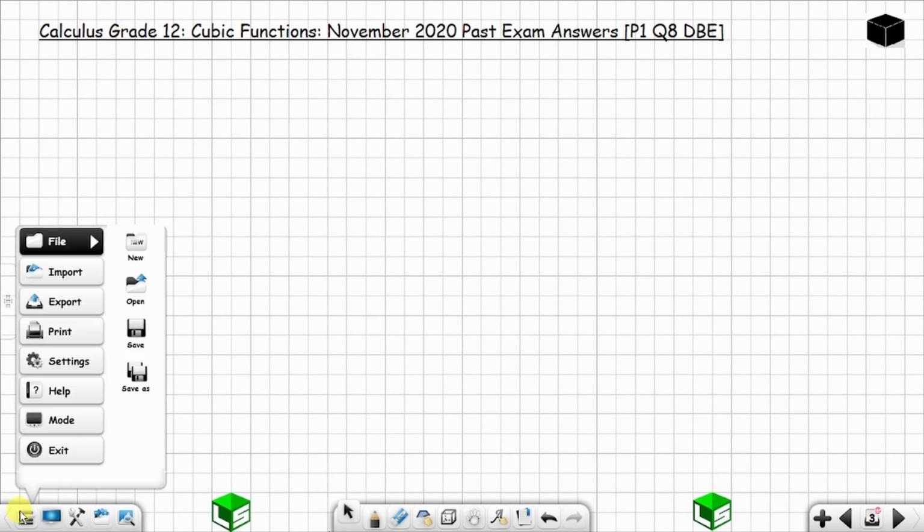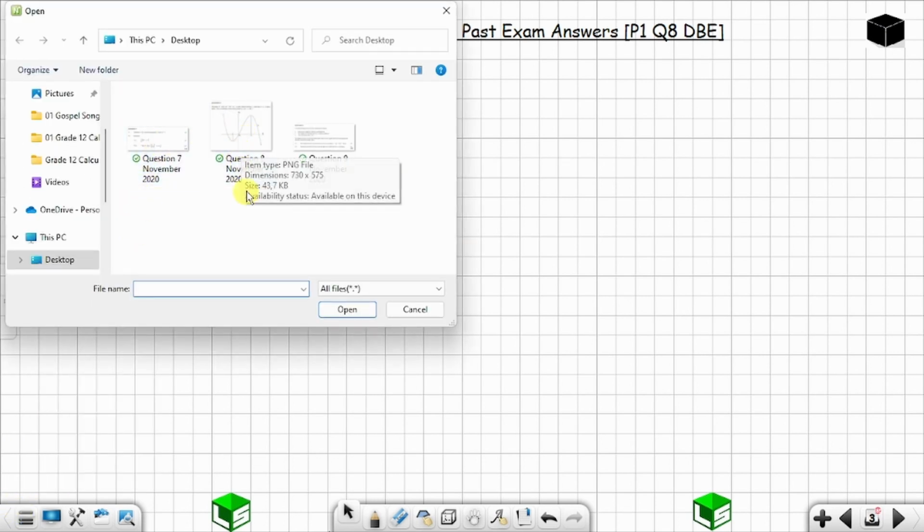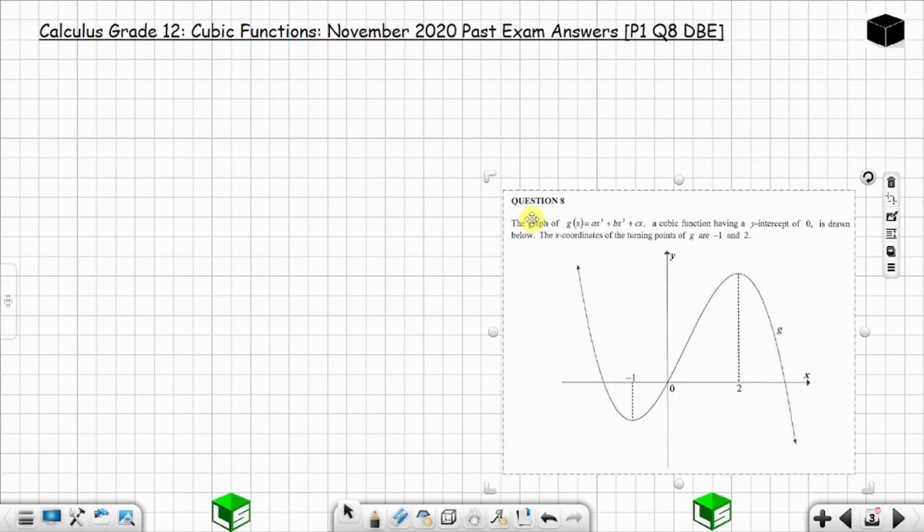Question 8, from November 2020. The graph of g of x is equal to ax cubed plus bx squared plus cx, a cubic function having a y-intercept of 0, is drawn below. The x coordinates of the turning points of g are -1 and 2.